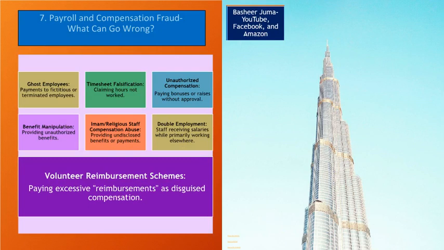Paying bonuses or raises without approval. Benefit manipulation. Providing unauthorized benefits. Imam, religious staff compensation abuse. Providing undisclosed benefits or payments. Double employment. Staff receiving salaries while primarily working elsewhere. Volunteer reimbursement schemes. Paying excessive reimbursements as disguised compensation.